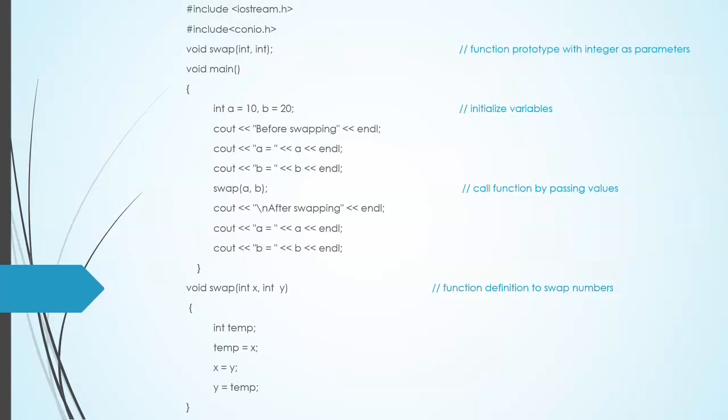Now inside the function one more variable is declared, that is temp. Now X value is transferred to temp, so temp value is 10. Now Y value is transferred to X, so now X's new value is 20. Next, temp value is transferred to Y, so now Y's new value is 10. Now the swap function work has finished, so the control will be sent back to the calling function.